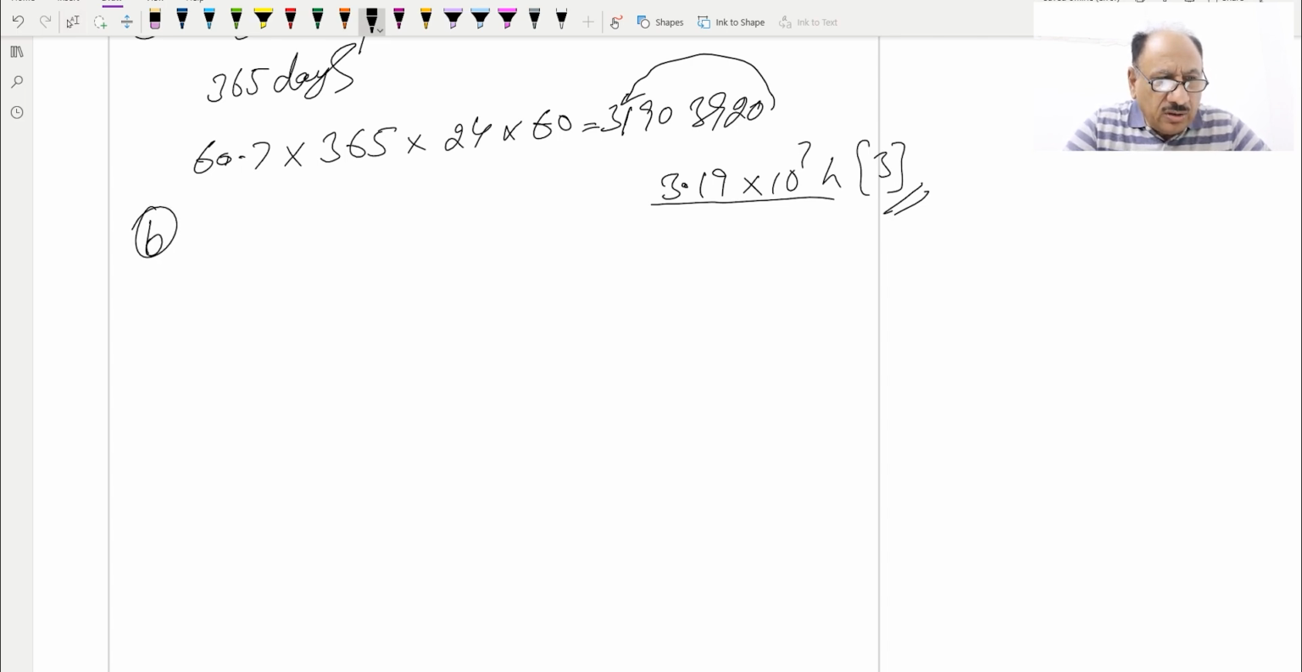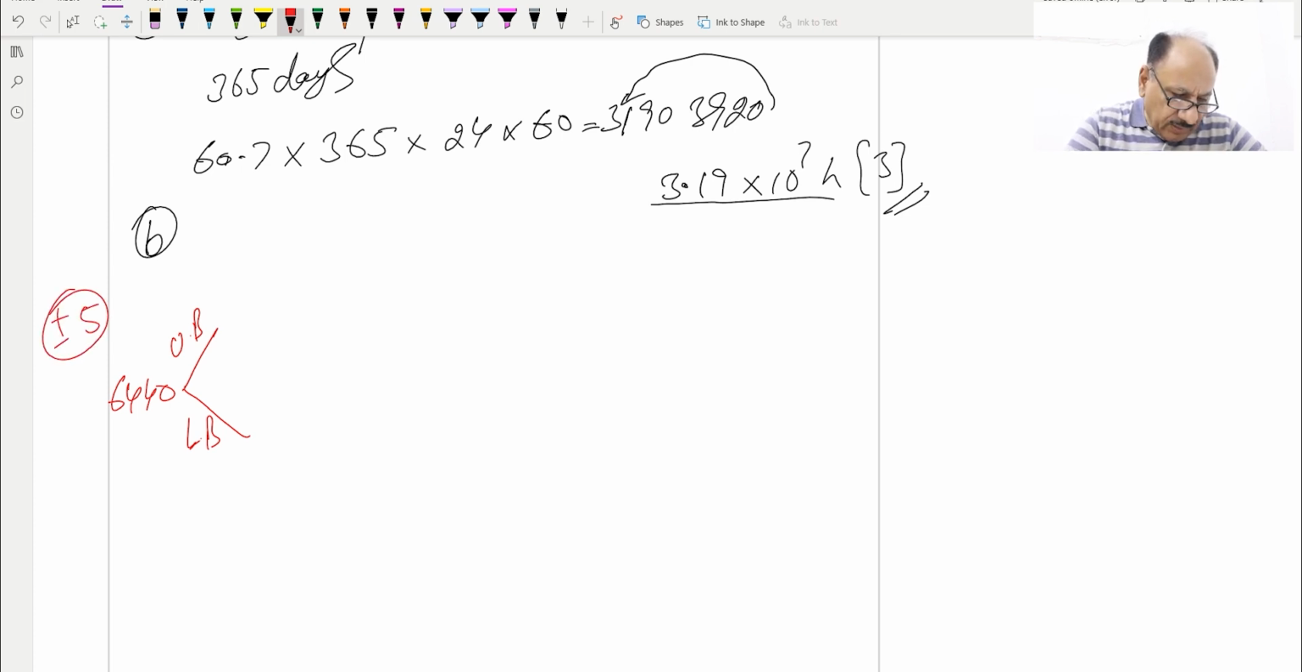The Amazon River has a length of 6440 kilometers, correct to the nearest 10 kilometers. So I will take the upper bound and lower bound here so that we can understand. Nearest 10 means we will be adding and subtracting 5, since half of 10 is 5. So the upper bound will be 6445, and the lower bound will be 6435.